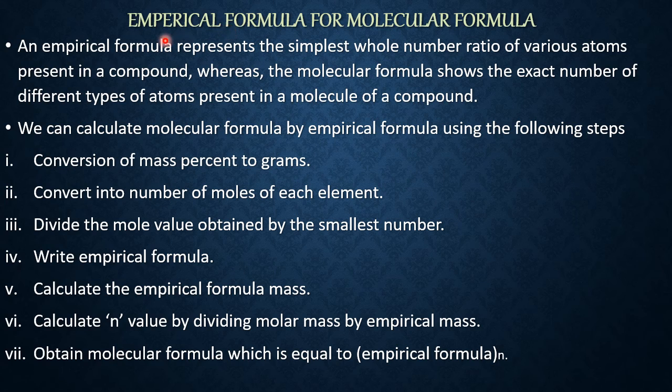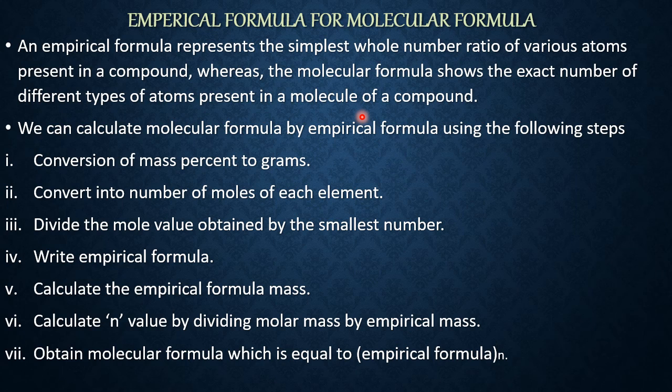Empirical formula represents the simplest whole number ratio of various atoms present in a compound, whereas the molecular formula shows the exact number of different types of atoms present in a molecule of a compound. Okay. Now examples will make it clear.